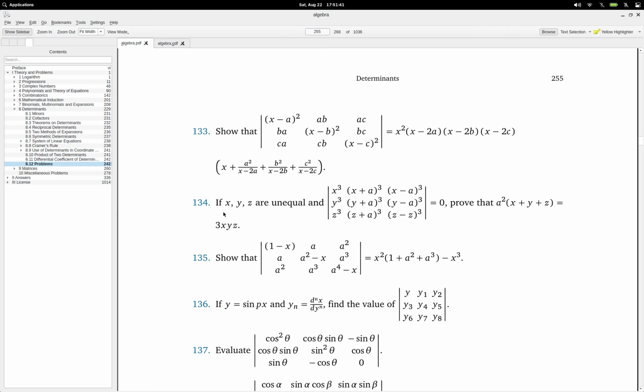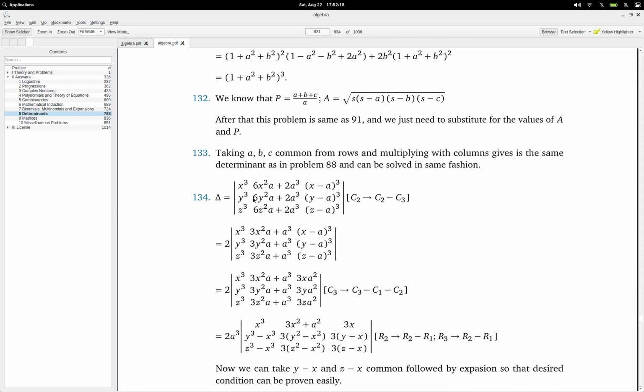So question 134 says that if x, y, z are unequal and the determinant with rows x cube, x plus a whole cube, x minus a whole cube; y cube, y plus a whole cube, y minus a whole cube; z cube, z plus a whole cube, z minus a whole cube, this should be a, this shouldn't be z whole cube. So there are typing mistakes. The determinant is equal to 0. Prove that a square times a plus x plus y plus z is equal to 3xyz. Note that x, y, z are unequal.